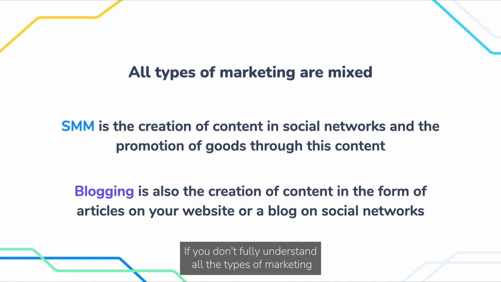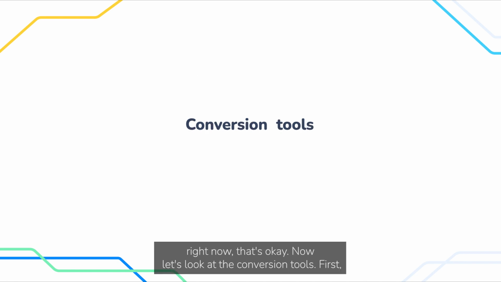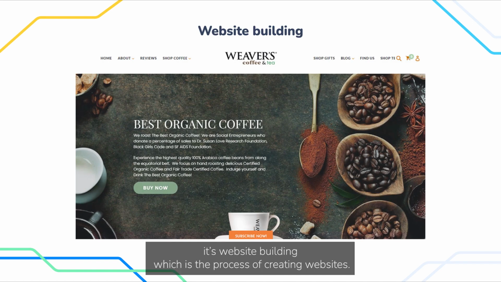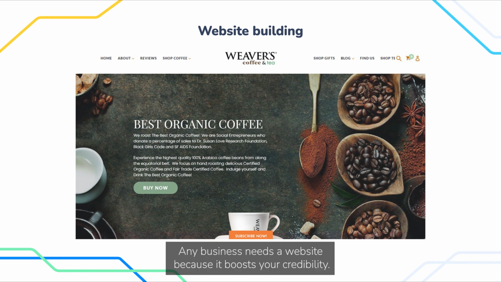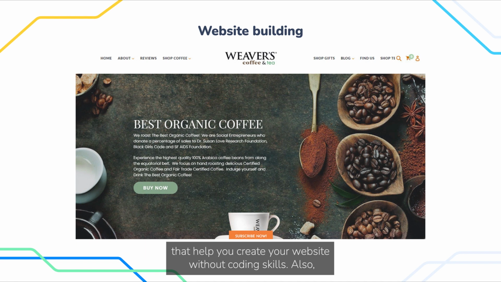If you don't fully understand all the types of marketing right now, that's okay. Now let's look at the conversion tools. First, it's website building, which is the process of creating websites. Any business needs a website because it boosts your credibility. Now there are special tools, called website builders, that help you create your website without coding skills.